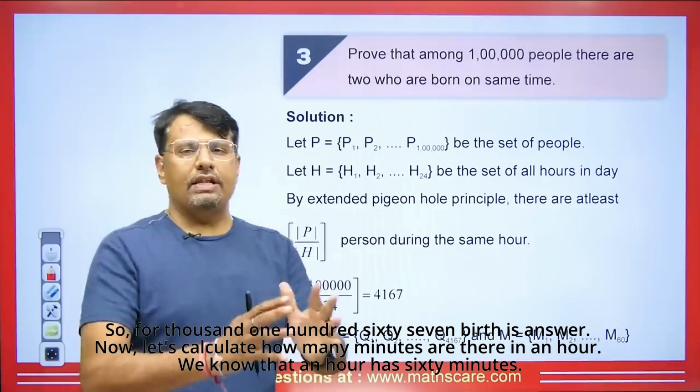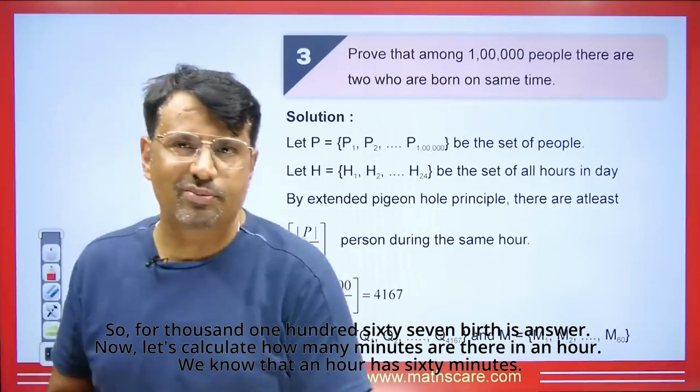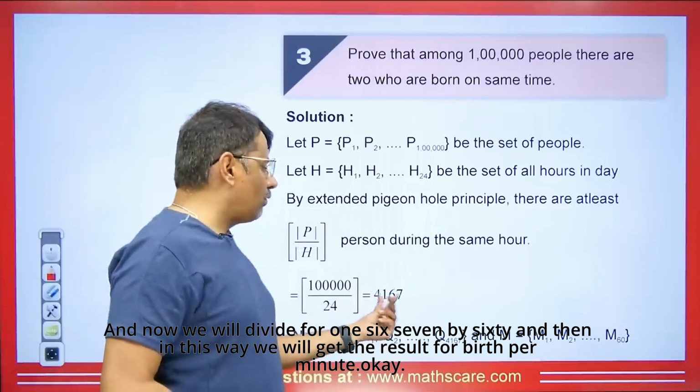Now, let's calculate how many minutes there are in an hour. We know that an hour has 60 minutes. And now we will divide 4167 by 60.